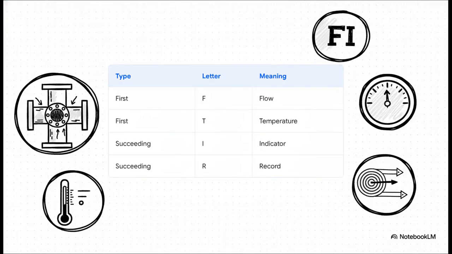So, what goes inside those shapes? Letters, of course, and they are defined precisely by that ISA standard. The first letter tells you the actual variable being measured, so F for flow, T for temperature. The succeeding letters tell you the function, I for indicator, R for record. Put it all together, and a circle with FI inside immediately tells the operator they're looking at a discrete flow indicator. It's an incredibly elegant, efficient visual language once you get the hang of it.